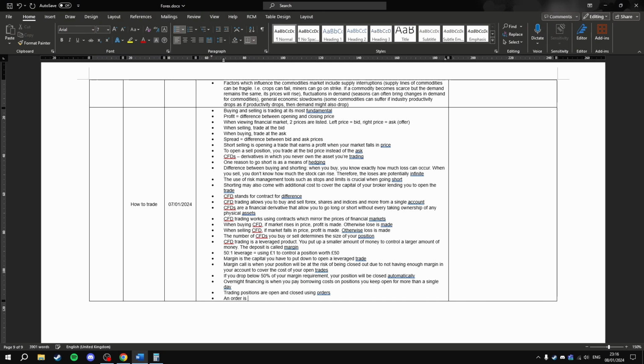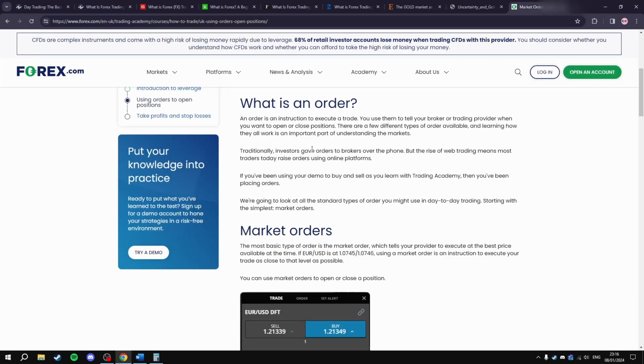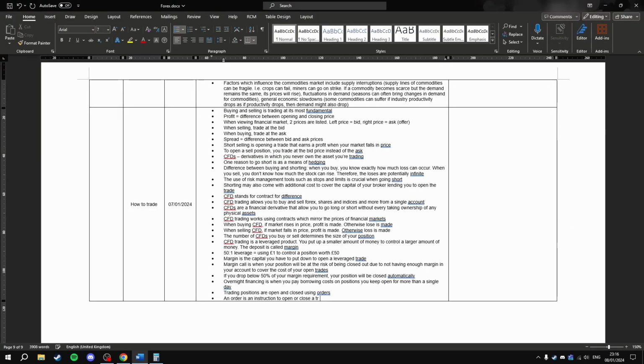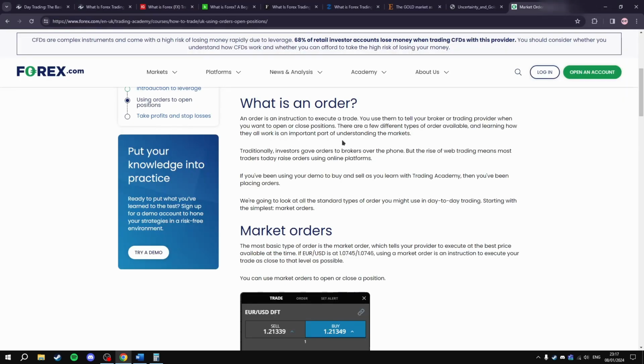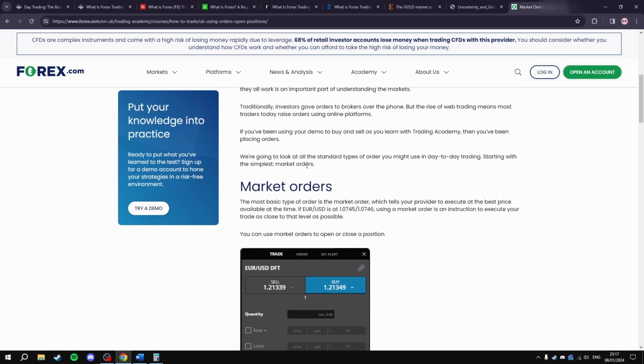So, an instruction to open or close a trade. To execute a trade. You use them to tell your broker or trading provider when you want to open or close positions. There are a few types of orders available, and learning how they all work is an important part of understanding the markets. Traditionally, investors gave orders to brokers over the phone, but the rise of web trading means most traders today raise orders using online platforms.